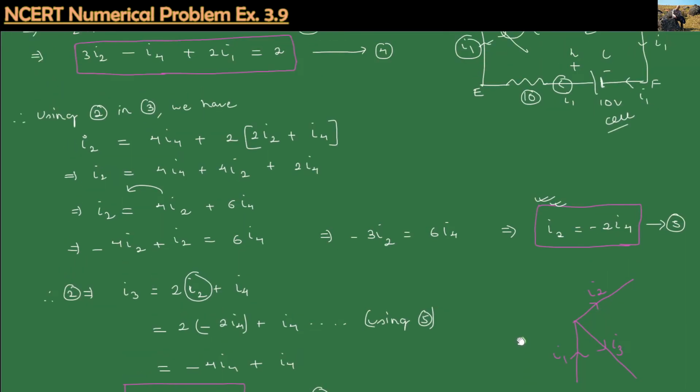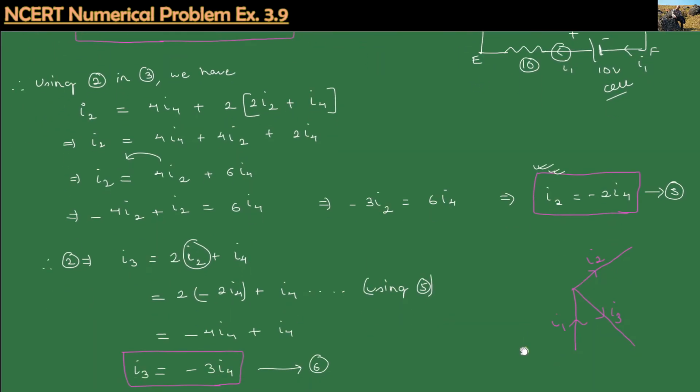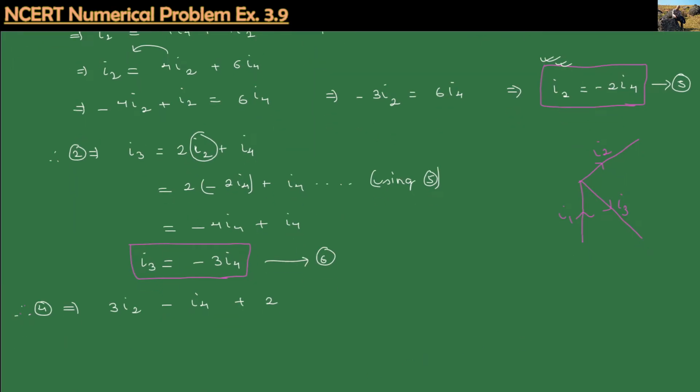Let's check again: plus 2i1. So it's better that we first find what i1 is, since we have already determined i2 and i3. We can omit this part.